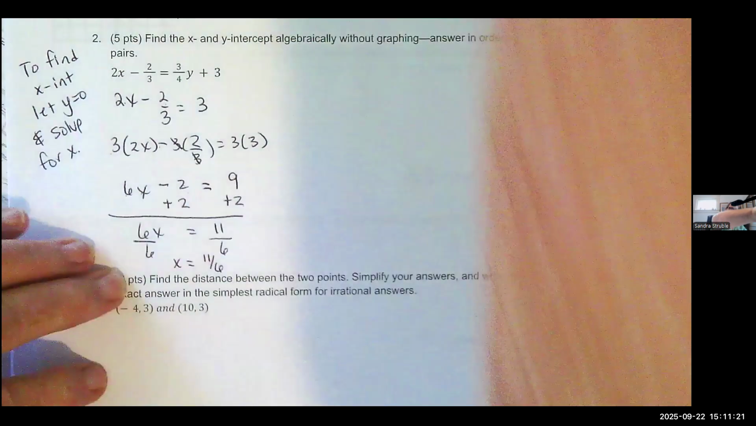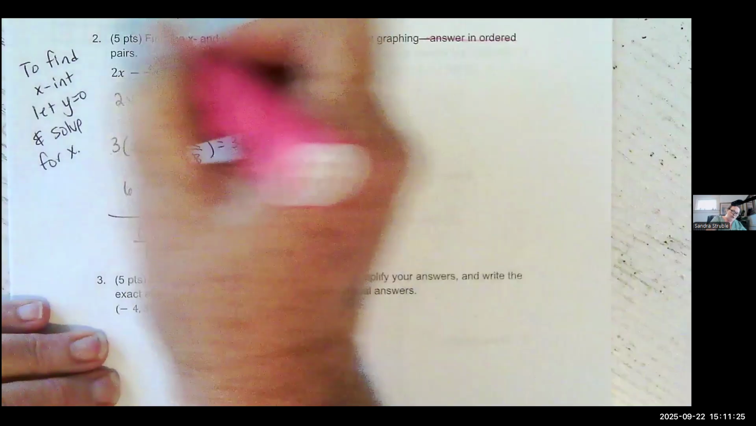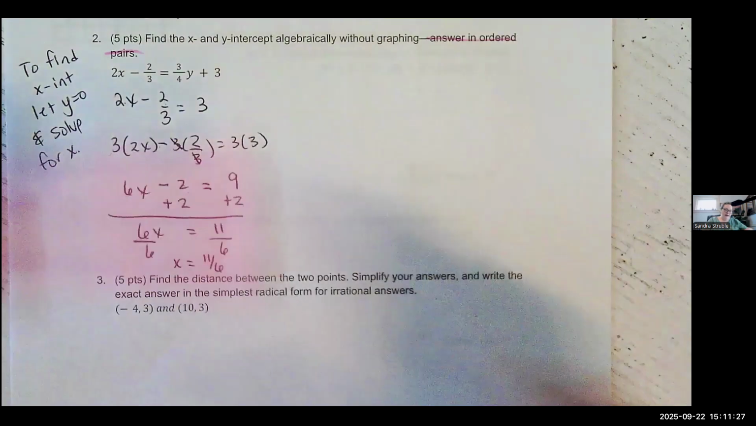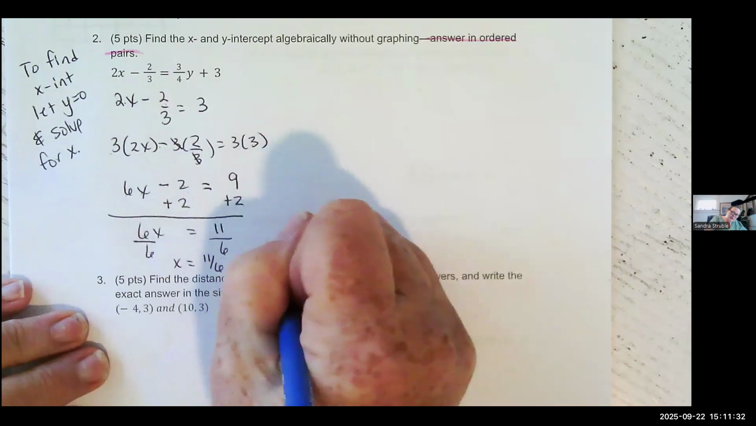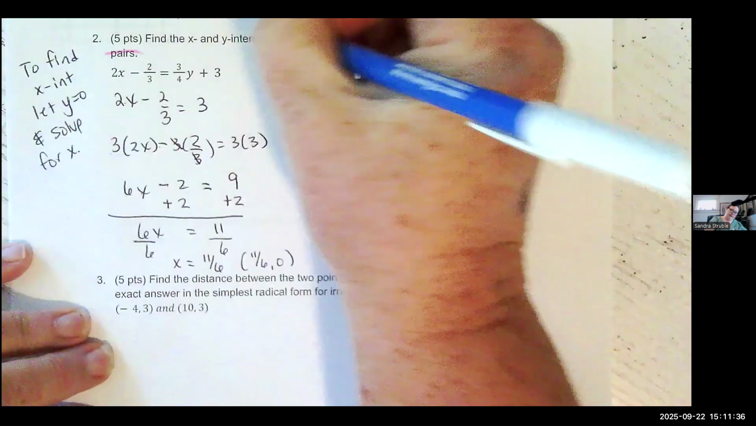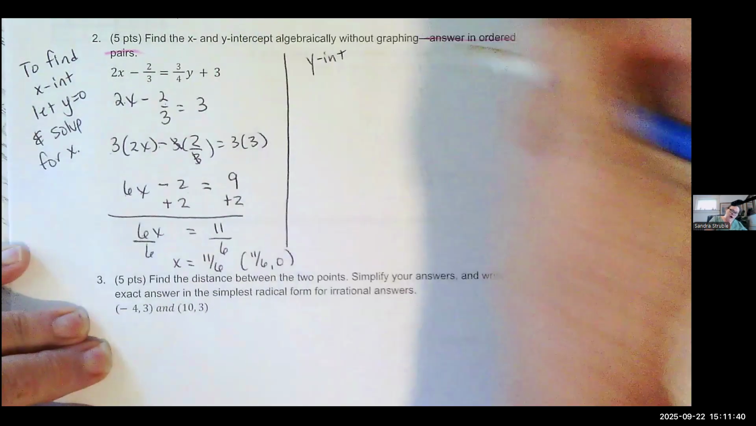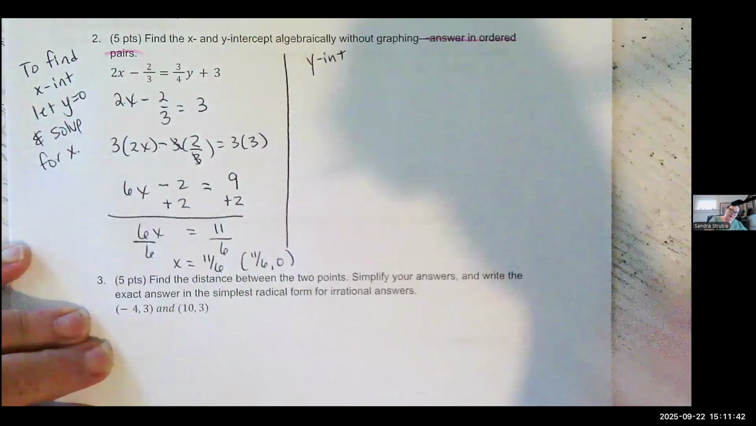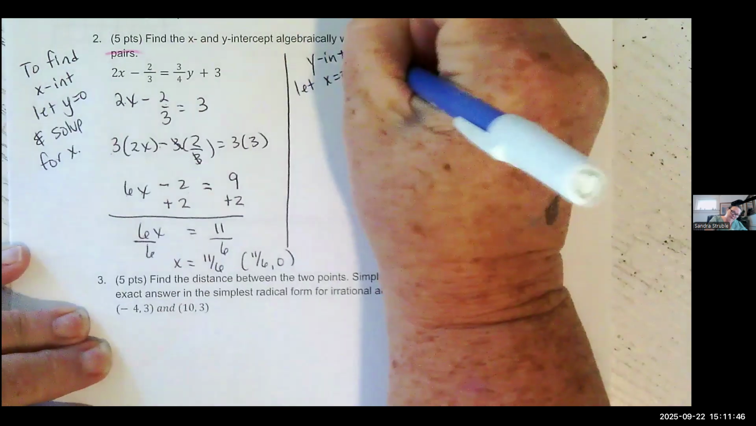Now, I asked you, you always have to follow directions, to answer in ordered pairs. All right, and because of that, you should have written this as (11/6, 0). That's it. That's the x-intercept. Now we need to find the y-intercept. To find the y-intercept, you let x equal 0 and solve for y.